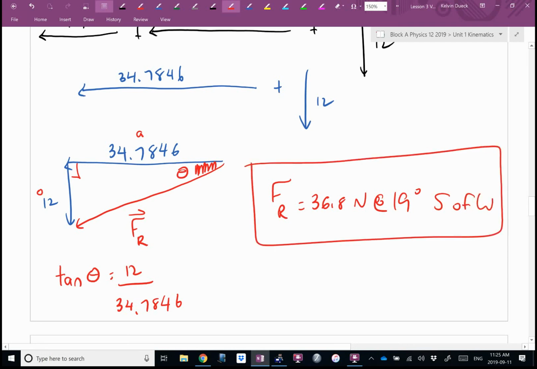So how do I handle non-right angled triangles? I turn them into right angled triangles. I use components.